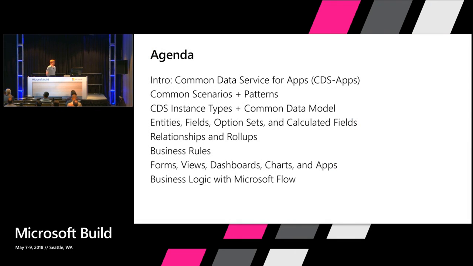Our agenda. First off, we're going to do a brief recap of what the Common Data Service for Apps is. We'll then speak about common scenarios, the types of apps that we think people will build, and patterns that you will use to build these applications. We'll touch on the different types of Common Data Service for Apps instance types, which are available. And we'll touch on the Common Data Model and how that will hopefully help you build your applications. We'll dig into how to define entities, fields, option sets, as well as calculated fields. And then we'll turn things up a bit to go into more complicated relationships and roll-ups.